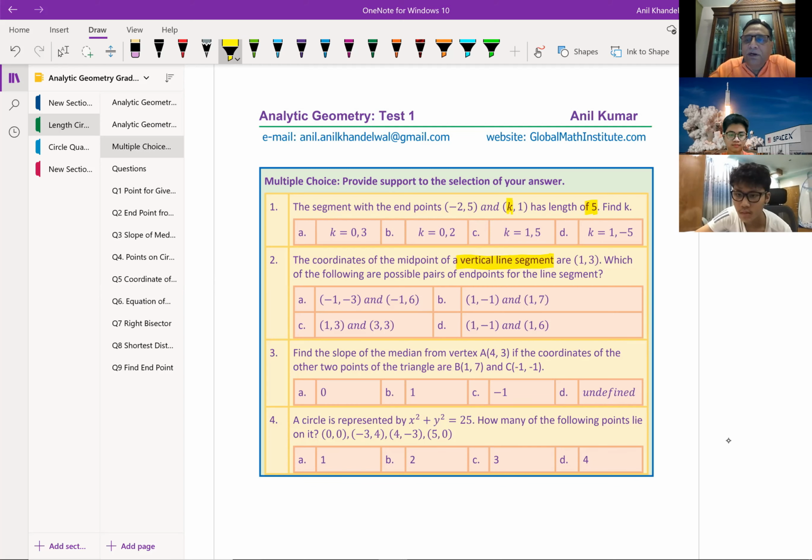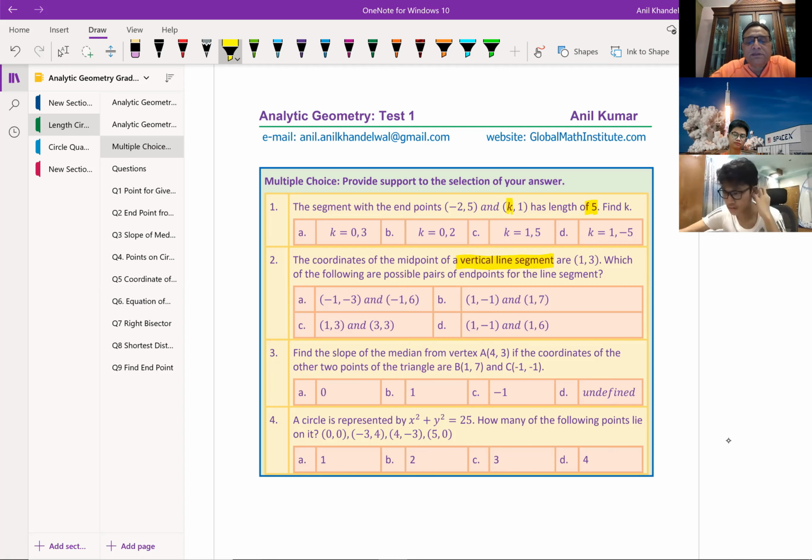So we have a vertical line, and the midpoint is given to us. We need to find the endpoints. Question number 3 is: find the slope of the median from vertex A, which is 4, 3, if the coordinates of the other 2 points of the triangle are B, 1, 7, and C, -1, -1. Four options are given to you.